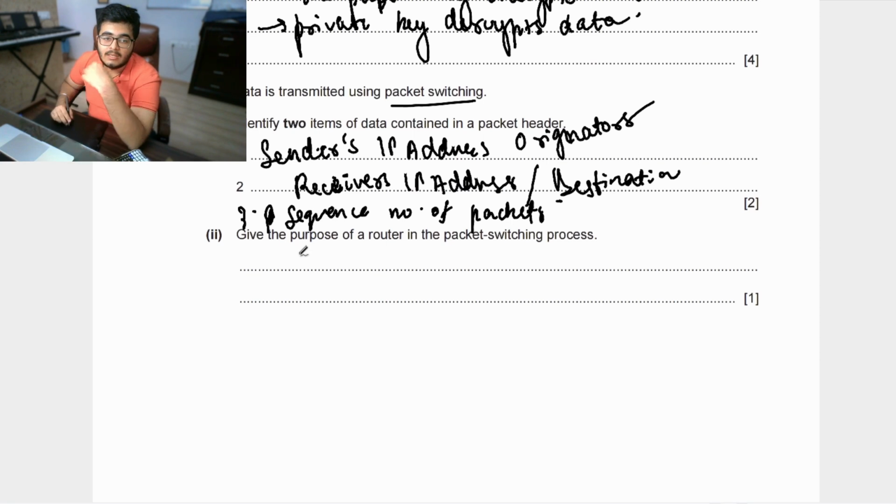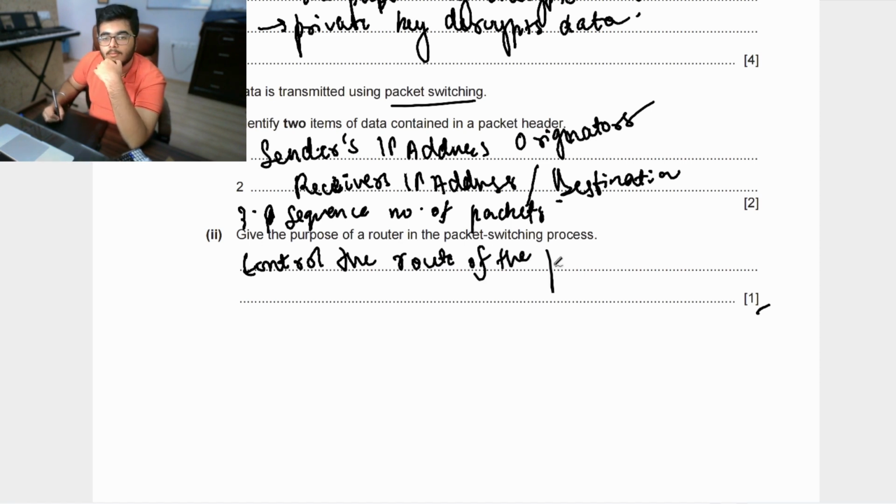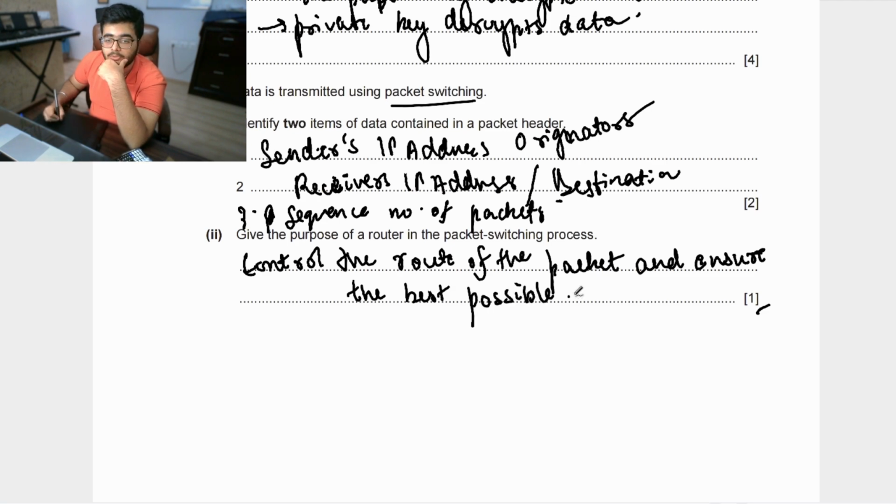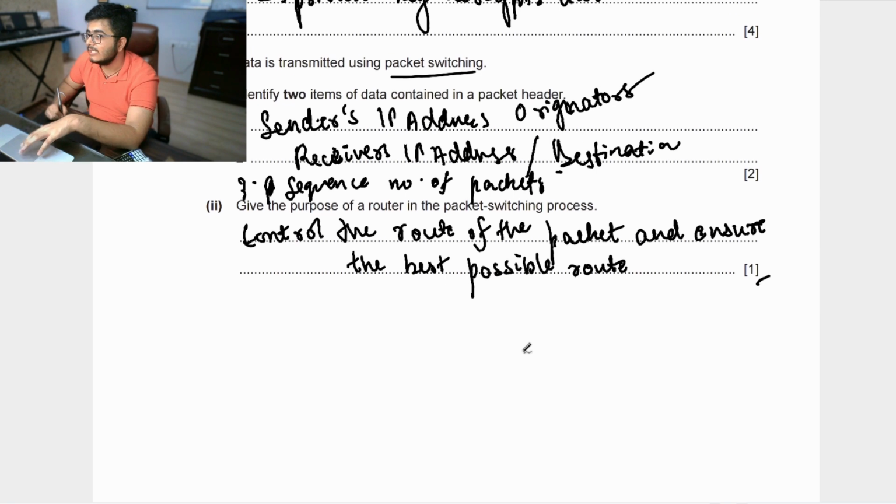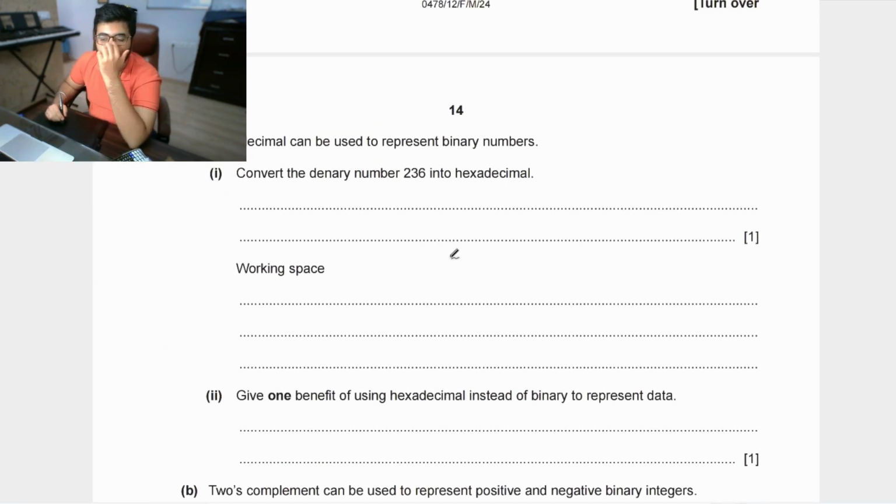Okay, give the purpose of a router in the packet switching process. So what is the one purpose of a router? Since it's a 1 marker question, we need to talk about one purpose of a router. So you can say control the best possible route of the packet. Control the route of the packet and ensure the best possible route.